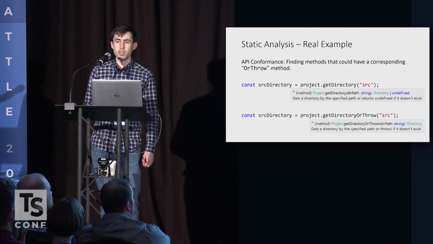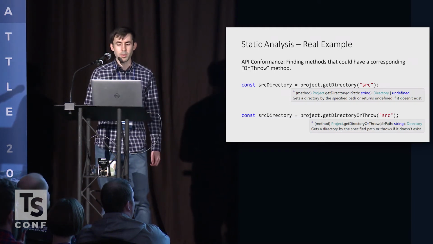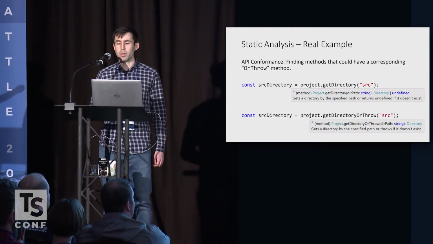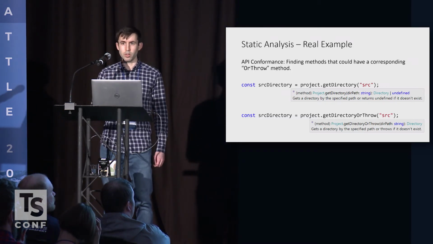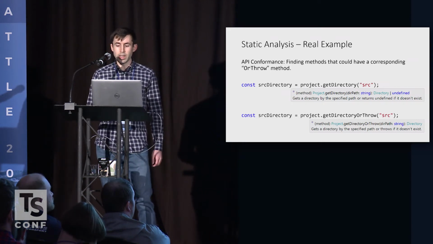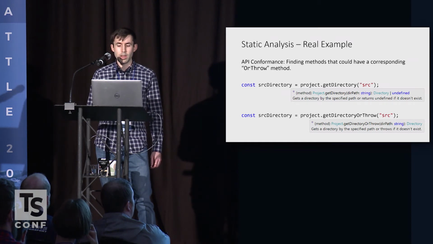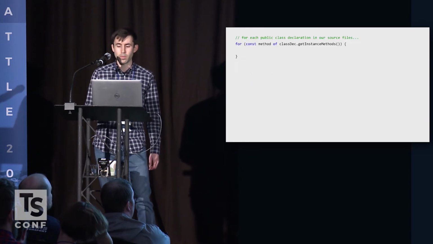So what would be better is if the library provided a corresponding OrThrow method. This would get the directory by the specified path or throw an explanatory error message when it doesn't exist. So that allows people to write not too much code. And so in my analysis scripts of the library, I wanted to write some source code that ensures a corresponding OrThrow method exists when a method possibly returns undefined.